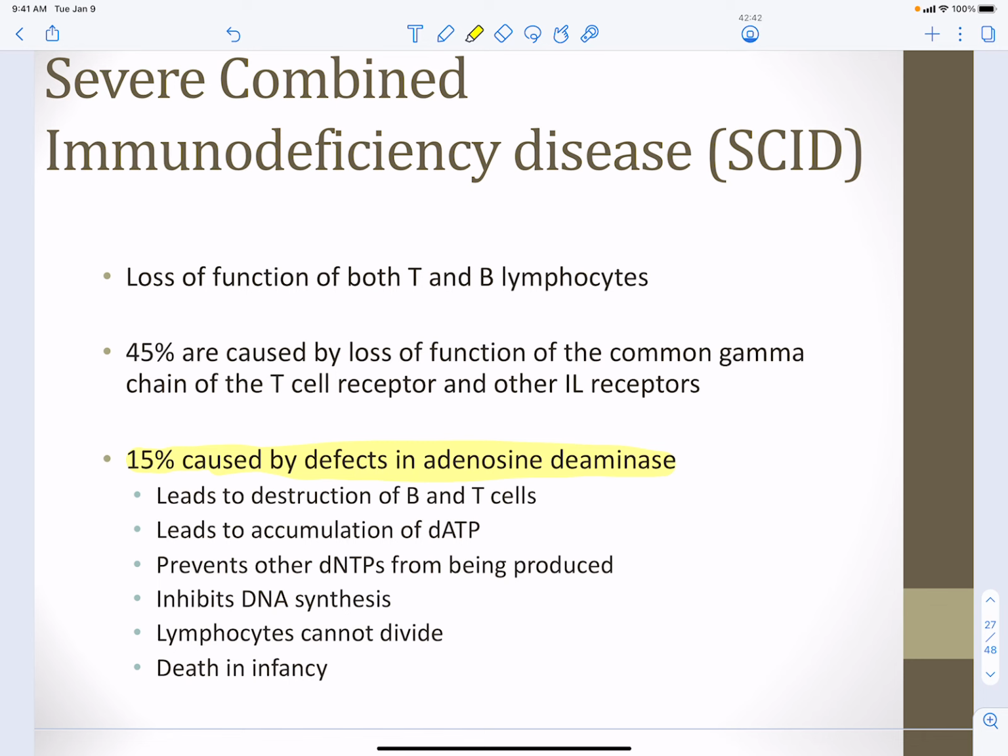You are going to accumulate your deoxyadenosine, and this is going to trap everything in that deoxyadenosine, so you don't get that salvaging, you don't get the other nucleotides being produced. Because of this lack of nucleotides, you inhibit DNA synthesis, and your immune cells basically cannot survive.